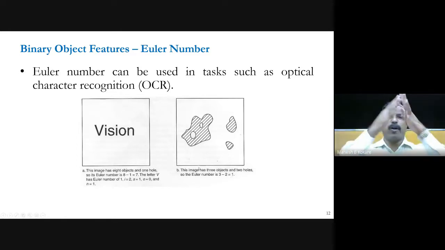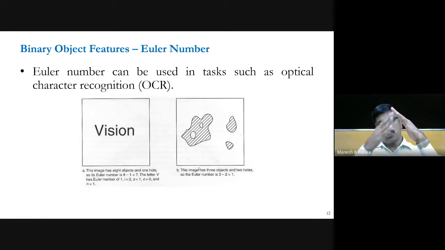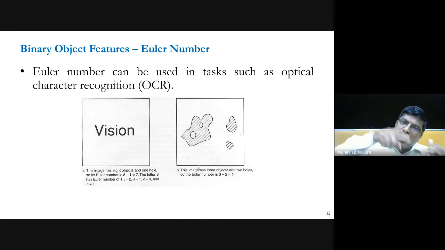Right? So similarly, if you take the letter A, how many connected components are there? Basically 1 connected component, but in A there is 1 hole. So 1 minus 1 is equal to 0. The Euler number of A is equal to 0. Similarly, if you consider B, the number of connected components in B will be equal to 1, and the number of holes is 2. So 1 minus 2 equals minus 1, which is the Euler number of B. Similarly, for C, the number of connected components will be 1, and the number of holes will be 0. So the Euler number of C will be equal to 1.